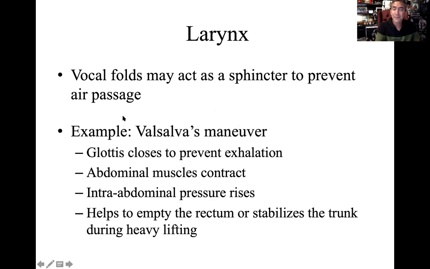All of you are familiar with this. Maybe you don't know what it's called, but let's say that we're going to lift something very heavy, and you lift something heavy sort of automatically, that larynx holds. We kind of pressurize the thorax with air to stabilize the trunk.